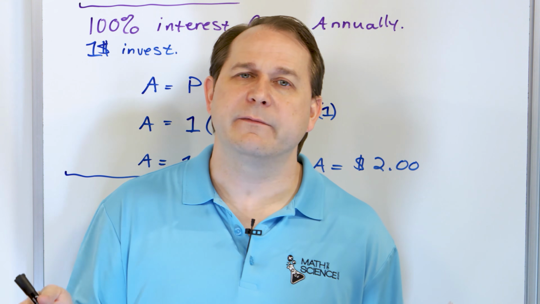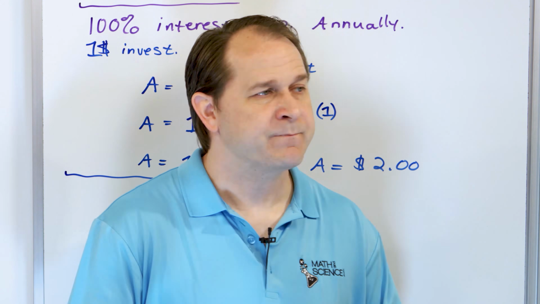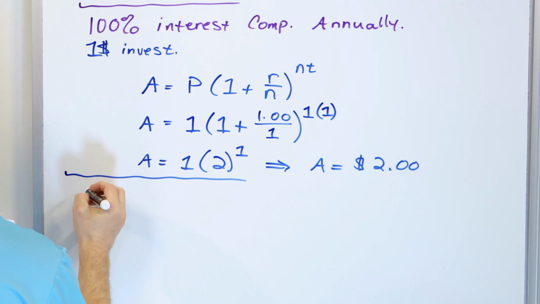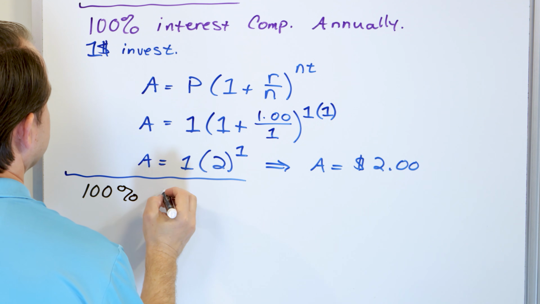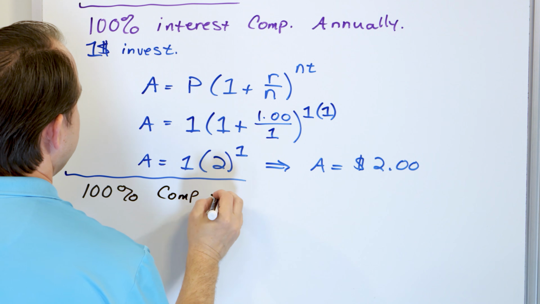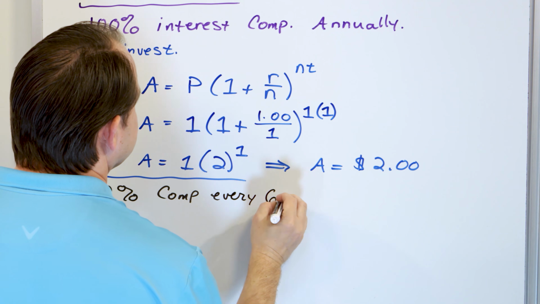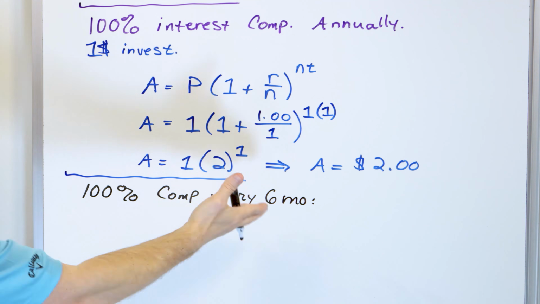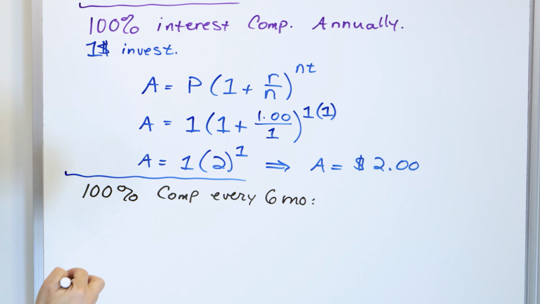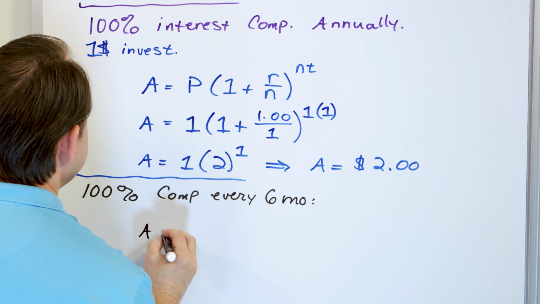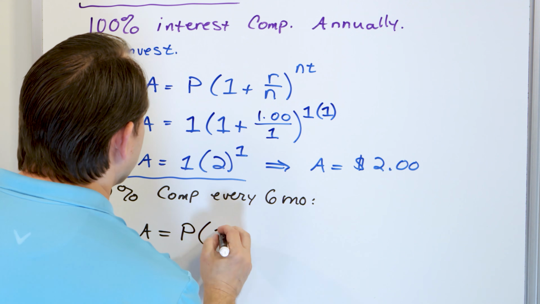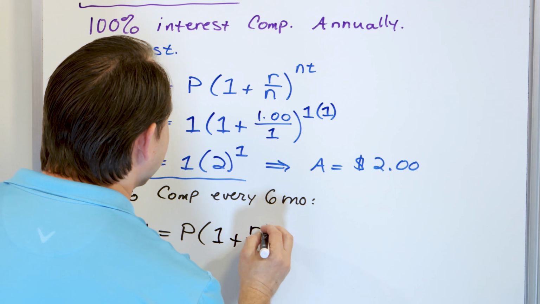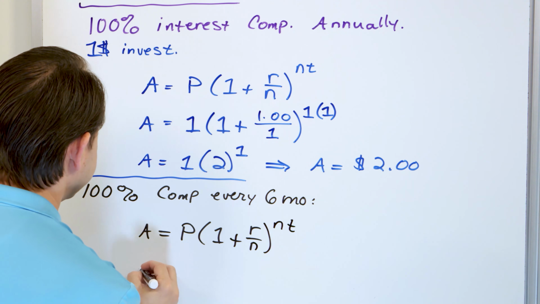So every 6 months means you compound it 2 times per year. So for the next thing, what we're going to do, it's going to be 100% compounded every 6 months. But again, I'm only looking 1 year in the future, all right? So let's go ahead and calculate that. The amount of money I'm going to have is the principal times 1 plus r over n. I'm not going to write this every time, but I went ahead and did it this time.